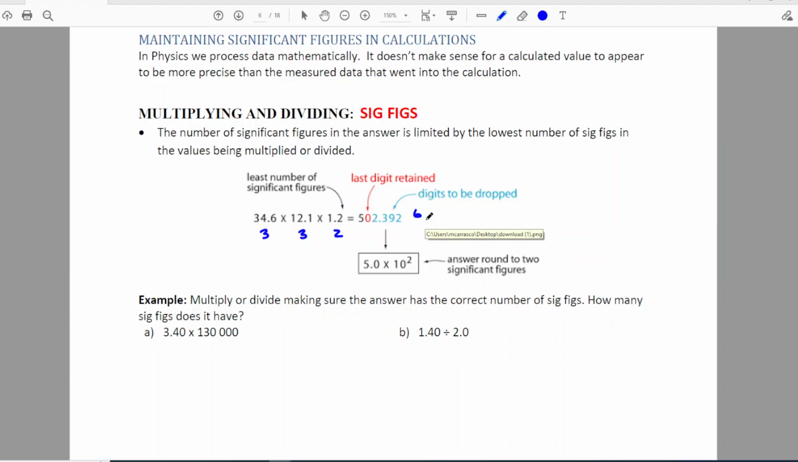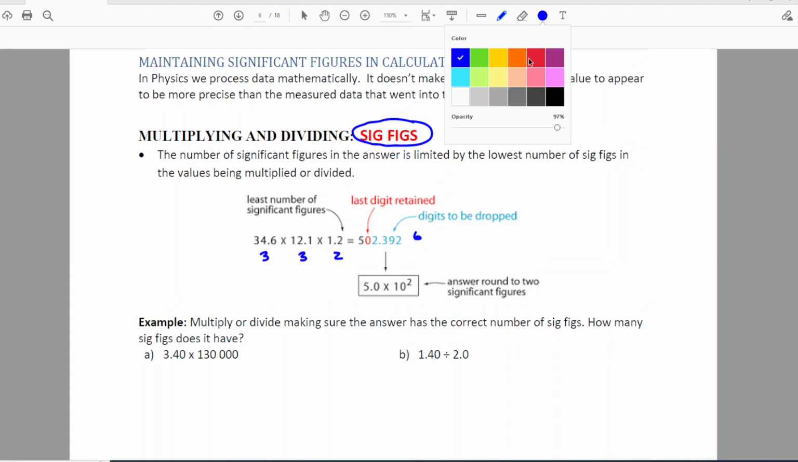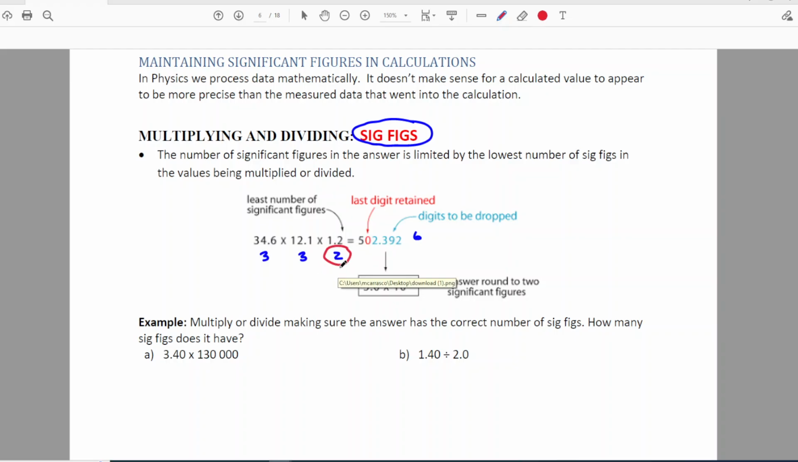So what we're going to learn is 2 rules. There's a rule for maintaining significance with multiplying and dividing, and then there's a rule for maintaining significance with adding and subtracting. When you're multiplying and dividing, the key thing is that you maintain significant figures. So you're just limited by the lowest number of sig figs in your data. For example, here we had 3 sig figs, 3 sig figs, and 2 sig figs. So we are going to be limited by this 2 significant figures, which means if you look at this number, your last digit to be retained will be the 0.